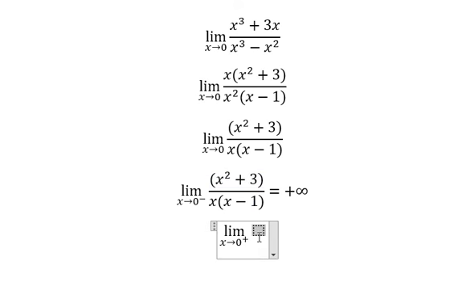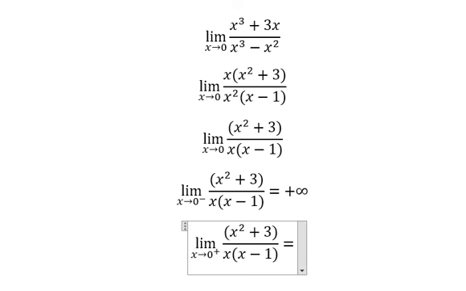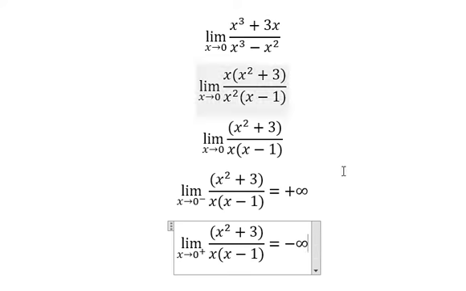Now, when x approaches number 0 on the right, if we put number 0 in here, you get positive number 3. However, this one you get negative. This one you get positive, and negative, you get negative. So this one you have negative infinity.